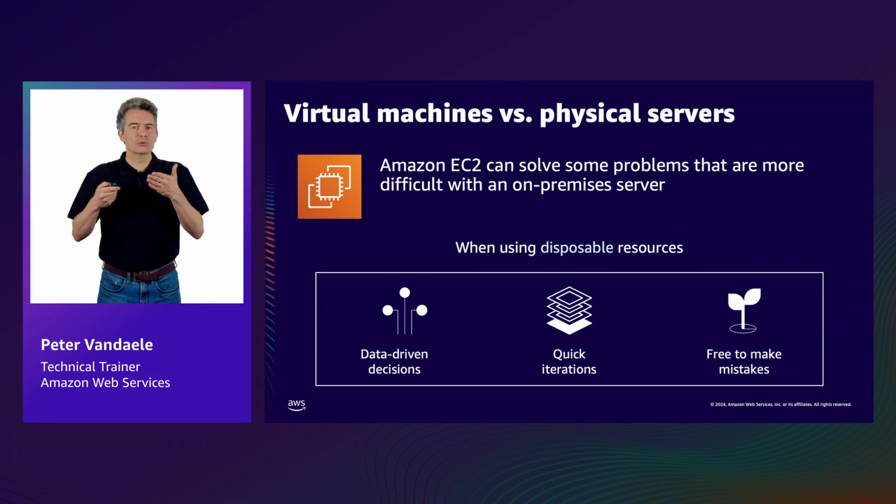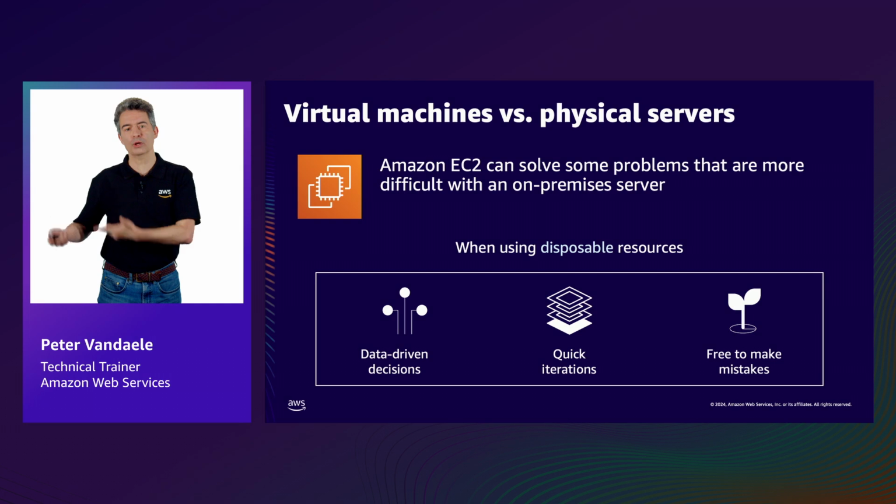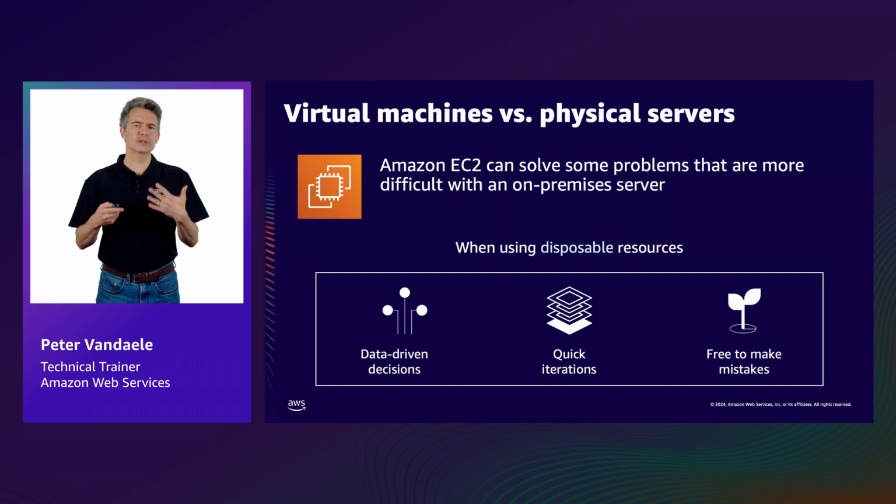They are called disposable resources because we can spin them up within minutes and dispose of them when no longer required. For example, when we set up a workload in the cloud, there are certain data-driven decisions. Let's say, for example, how many instances do we need? We can use data from our monitoring services to determine exactly how much compute we need.